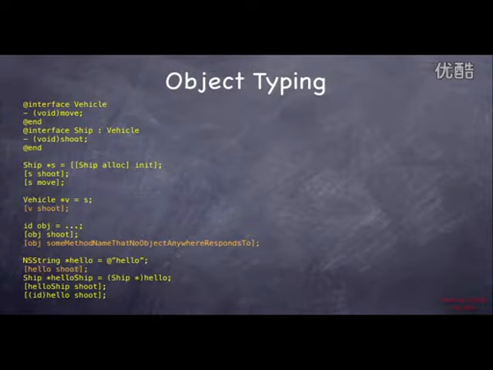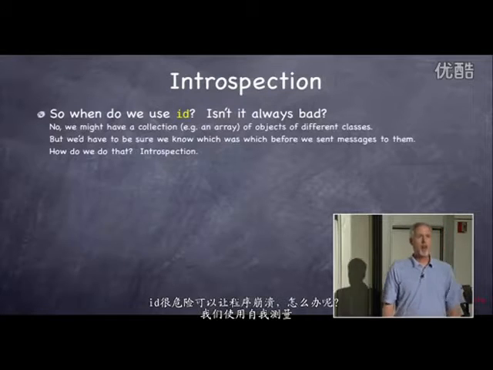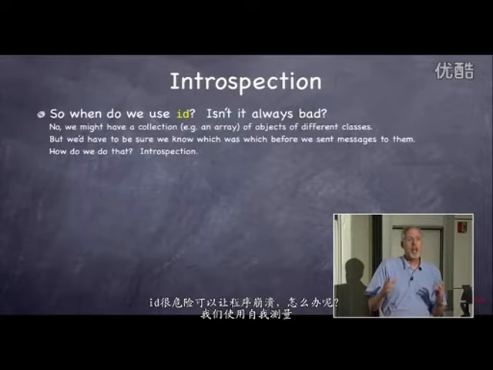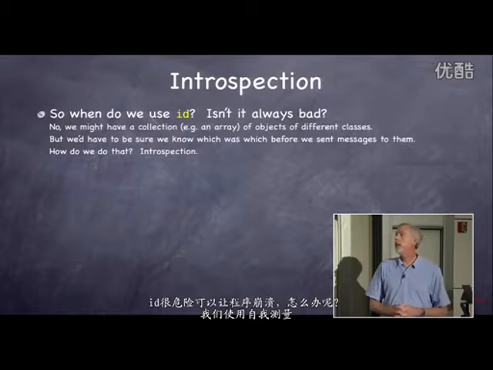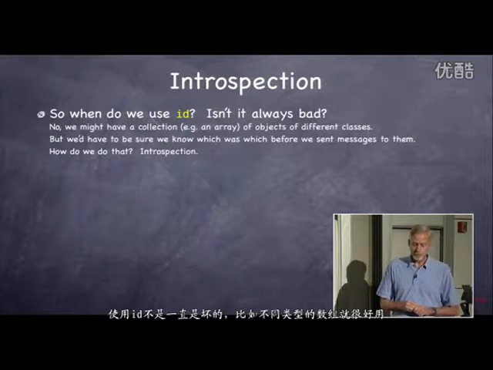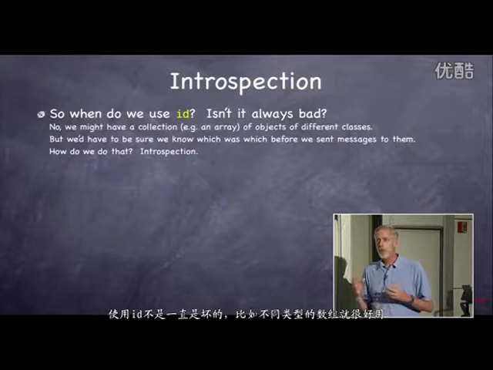Let's see, what do we got here? Introspection. So we got this id. It's dangerous. It can crash our program. What are we going to do? We're going to use introspection. And so using id is not always bad.